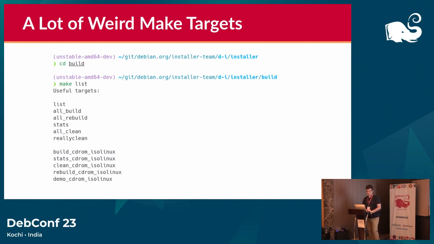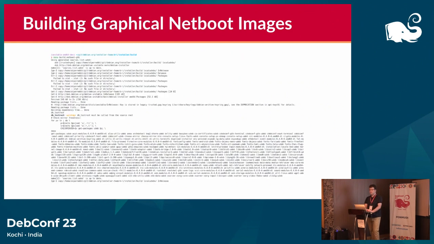Then we go into the build folder and run make list, which gives us a list of things to do. And there's a pattern here at the end: build, stats, clean, rebuild, demo, underscore, whatever the thing that we might want to build. Like the older README suggested build_netboot, and there's build_cdrom_iso_linux. But we are interested in the netboot one, the graphical netboot one, which is build_netboot-gtk.